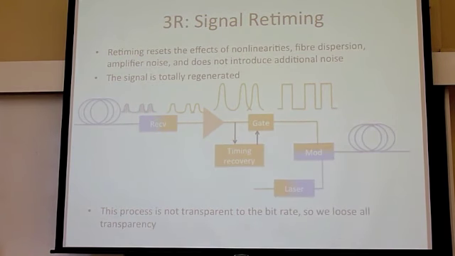3R is signal retiming as well. So 3R is pretty much getting the signal, analyzing the signal, getting the bits 1, 0 out, and then remodulating the laser again. So basically, what you do here is that you actually have the timing recovery as well. So the signal you get at the end is basically a totally new signal. So you have basically the 1 and 0 bits.